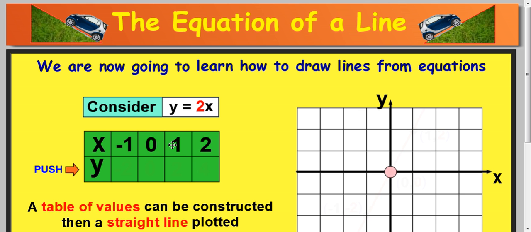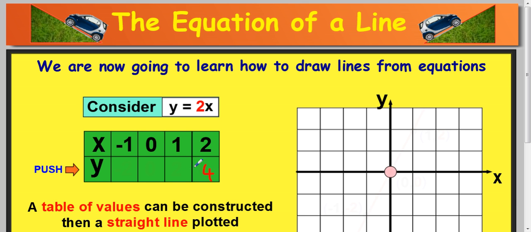So let's have a look at this one here. This is a generic table. It's quite often used in tests and in textbooks. It goes from -1 to 2. So to generate the y coordinates, you look at the equation. Now the equation up here is telling us that the y coordinate is equal to 2 lots of the x coordinates, basically doubling the x coordinate. So if you substitute that x value in here first, you double it, the y value will be 4.